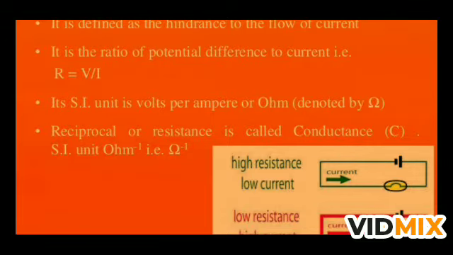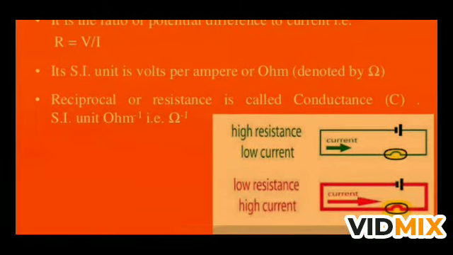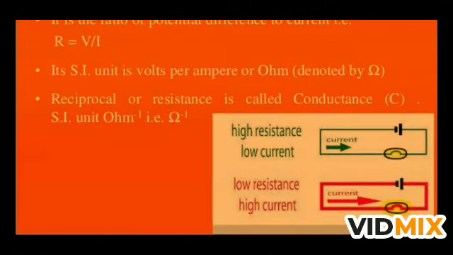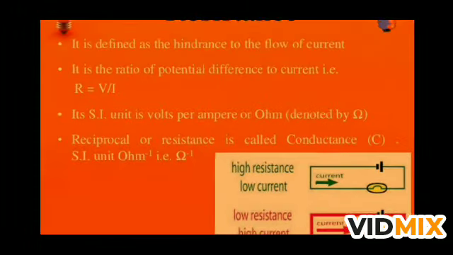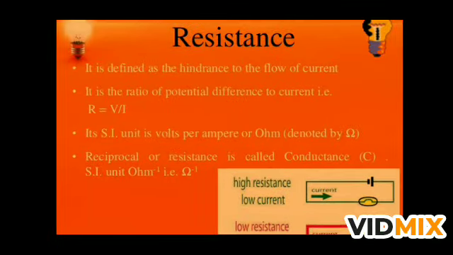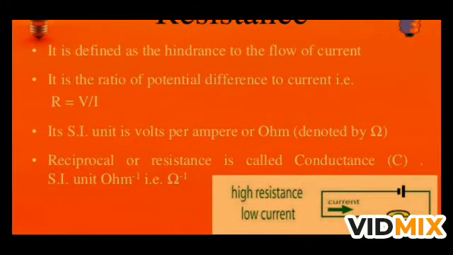Reciprocal of resistance is called conductance. So reciprocal of resistance is called conductance, denoted by C, and the unit is per ohm, or we can say ohm to the power -1, or in symbol you can write omega to the power -1. Where the resistance is high, the current will be low, and where the resistance is low, there will be high current. So we can say good conductors have low resistance and bad conductors have high resistance. Resistance is simply the obstruction or obstacle in the flow of charges or in the flow of current.